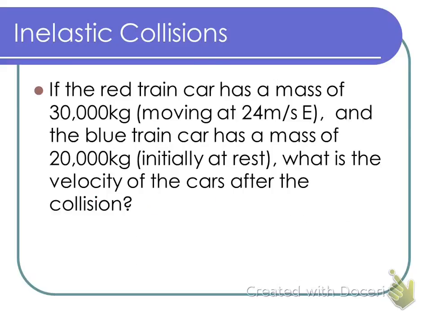Okay, if the red car has a mass of 30,000 kilograms, he's moving 24 meters per second east. The blue has a mass of 20,000. What's the velocity of the cars after the collision? Okay. So it's the same type of thing. Momentum is still conserved, which is why we can do momentum before equals momentum after. So M1 is 30,000. M2 is 20,000.